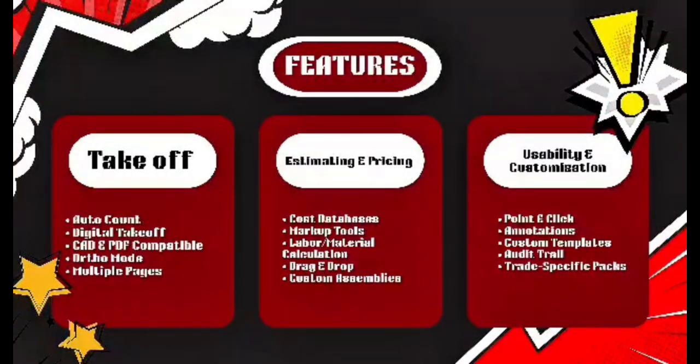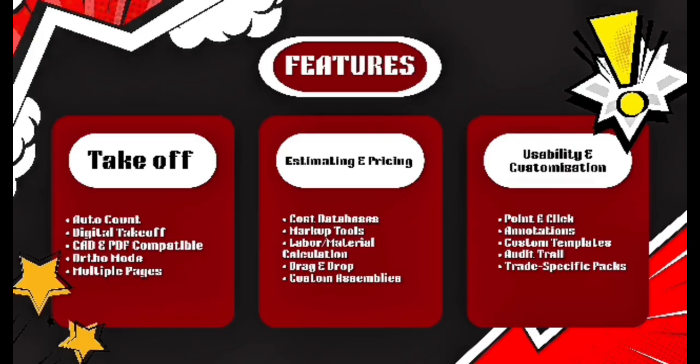Next, let's look at the main features of PlanSwift. The first feature is takeoff. This function allows users to measure quantities directly from digital drawings. It has an auto count feature for counting repetitive items automatically. The digital takeoff tool measures length, area, and volume quickly. It is compatible with CAD and PDF drawings. Users can also perform take-off using the drag and drop function. In addition, it supports multiple pages, making it suitable for large construction projects.